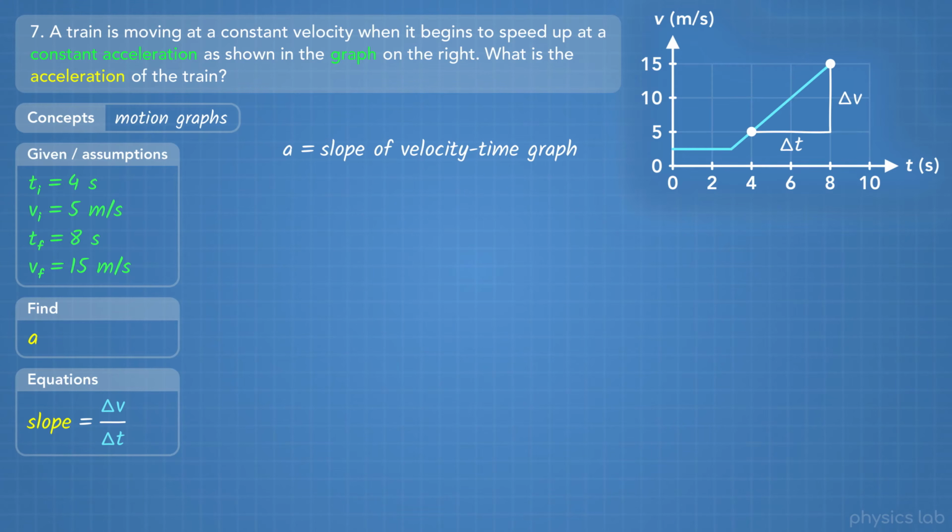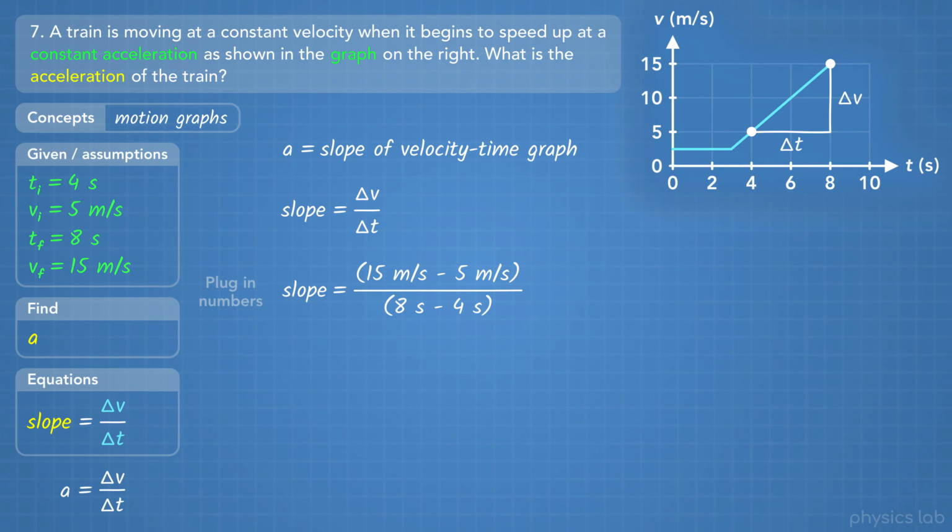Notice that this is the same as the equation for acceleration, which is why the slope of the velocity time graph gives us acceleration. So, using this equation, the slope is the change in velocity over the change in time. We plug in 15 meters per second for the final velocity, 5 meters per second for the initial velocity, 8 seconds for the final time, and 4 seconds for the initial time. And we find that the slope and the acceleration is 2.5 meters per second squared.